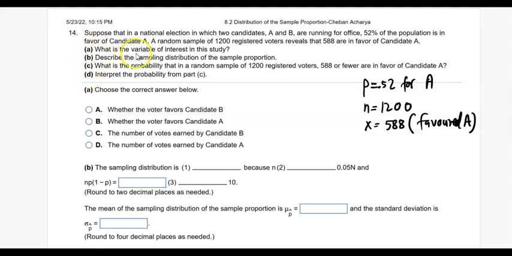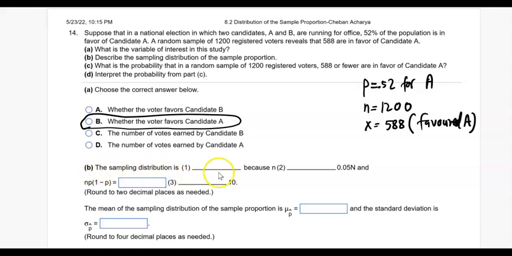Part A. What is the variable of interest in the study? In this study, the variable of interest is whether the voters favor candidate A or not. So the answer must be B. Whether the voters favor candidate A, that is the variable of interest.